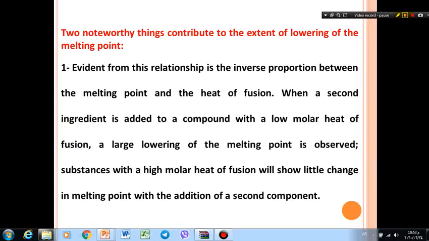Two noteworthy things contribute to the extent of lowering of the melting point, lowering the melting point of the drug substance.